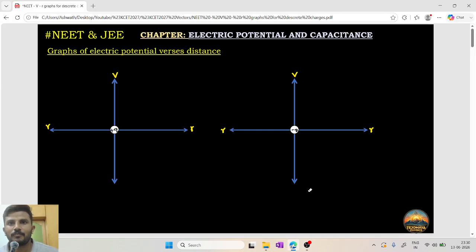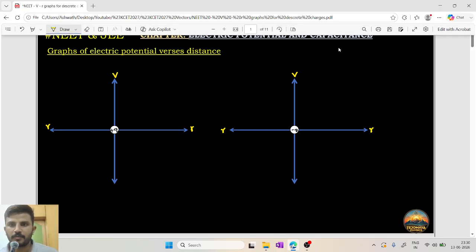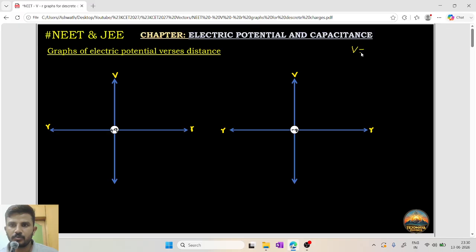So in this session, we are going to discuss how to plot the graph of electric potential with distance due to point charges. We have studied that electric potential due to a point charge is given by V is equal to KQ by R, that is, 1 by 4 pi epsilon naught Q by R. So this K value is this much.